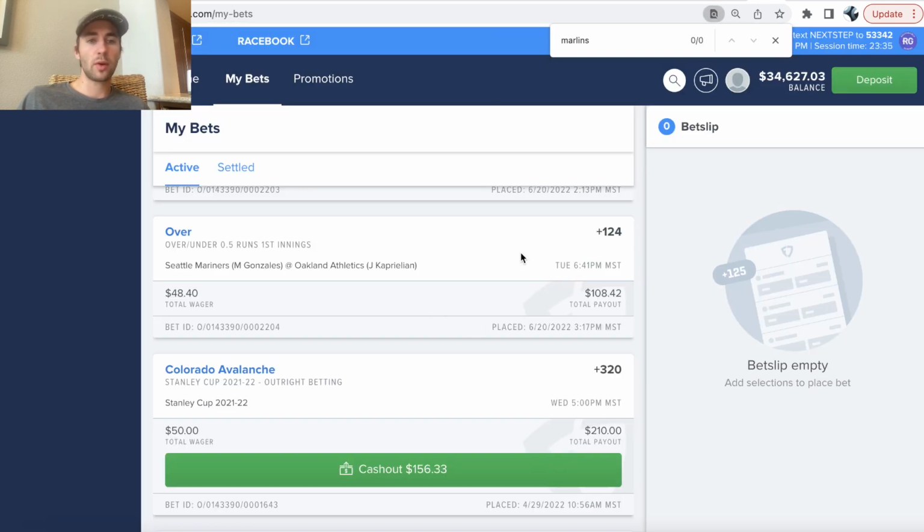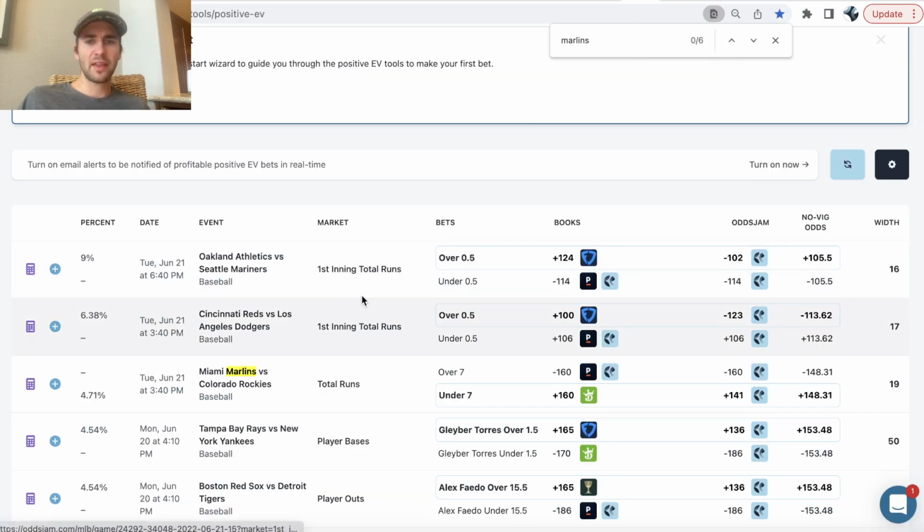And on FanDuel, we were able to get this plus 124. So that is the best bet currently for tomorrow. And then the next bet we have is Reds Dodgers, yes run first inning as well.